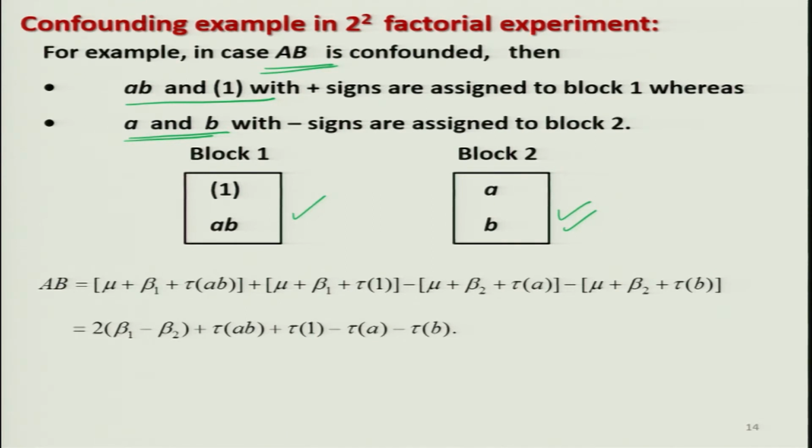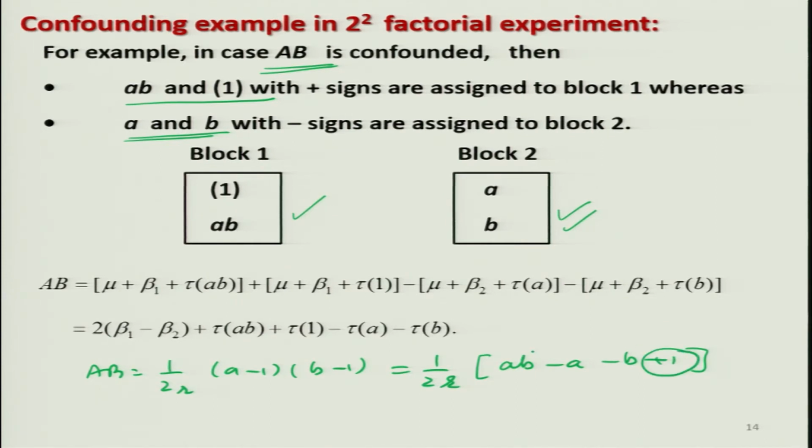what is AB? So, in case you try to write down AB, this was 1 upon 2 r (A minus 1)(B minus 1). So, this is going to be 1 upon 2 r (AB minus A minus B plus 1), right. So, you can see there are two terms which are appearing with the plus sign, which are this plus 1 and AB. They are appearing with the positive sign.